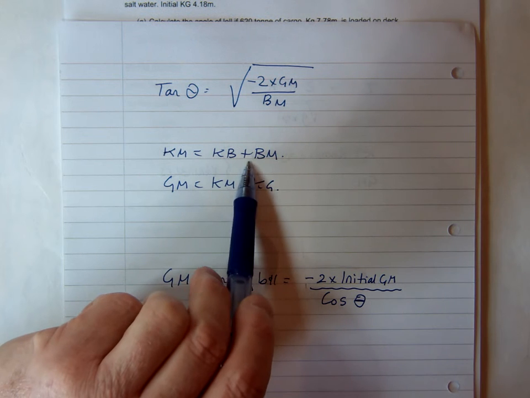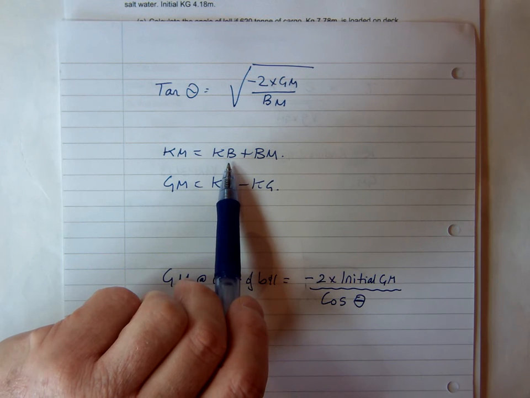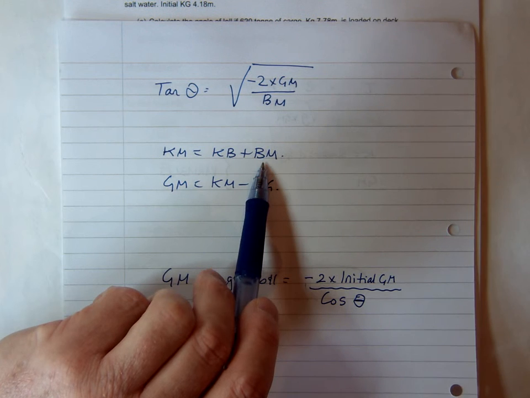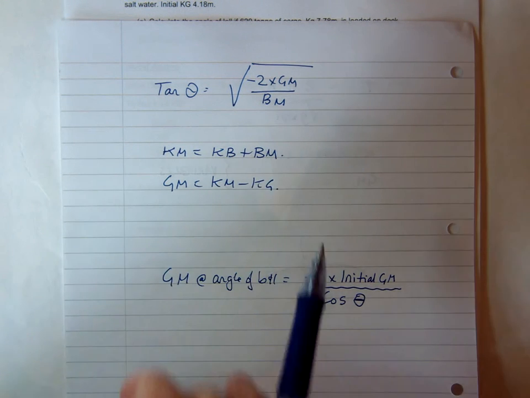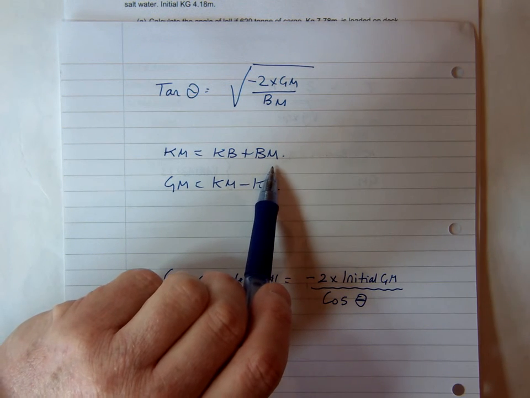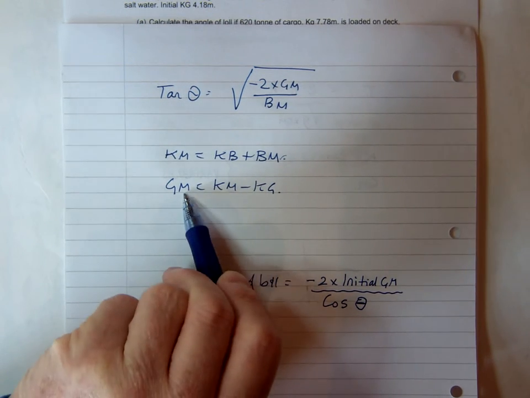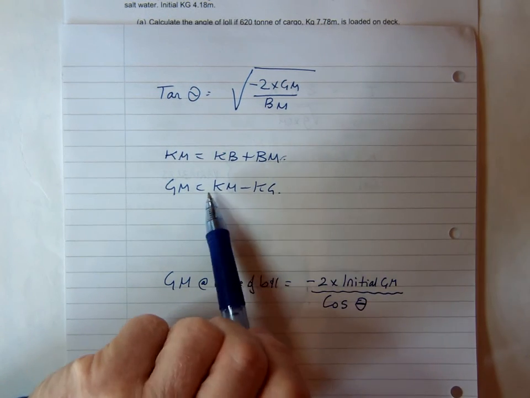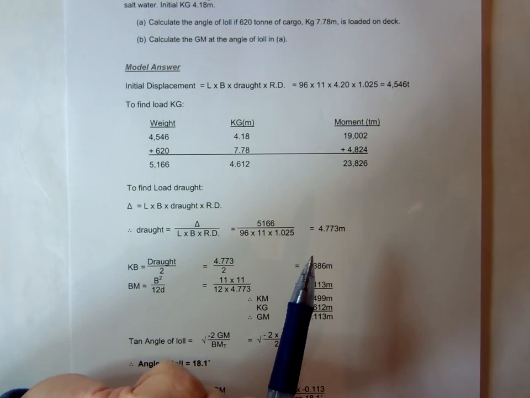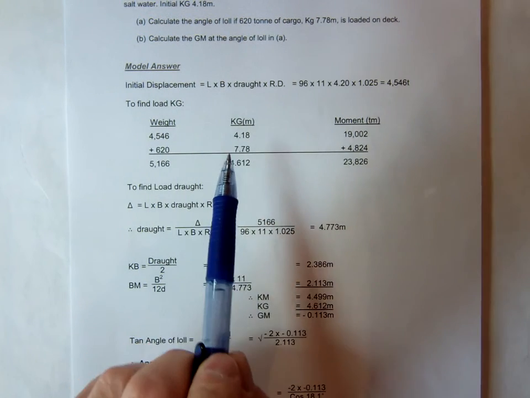We know that KM is KB plus BM, so we need KB. It's a box-shaped vessel, so whatever our new draft is after loading, we can simply halve that and get the KB. And we know the formula for BM, LB cubed over 12V, or B squared over 12D if it's a box-shaped vessel, so we can get the BM and the KB, which gives us the KM, gives the GM. And of course, when you've done that, you've actually got the value of BM required to solve the problem. So what we need to establish initially is our new KG.